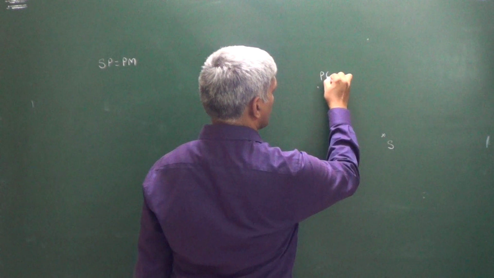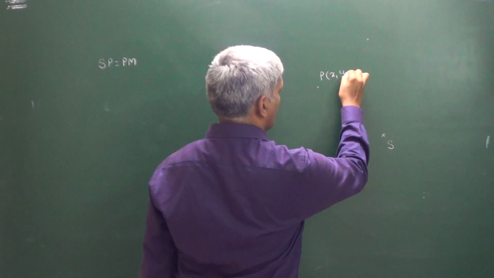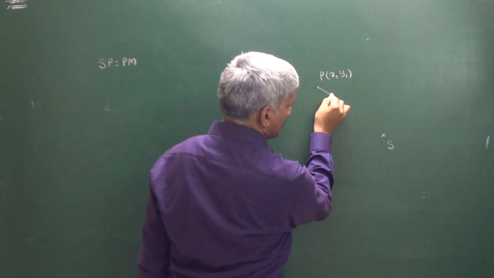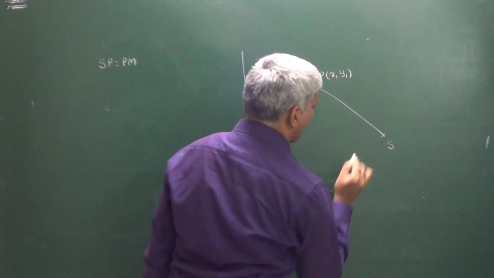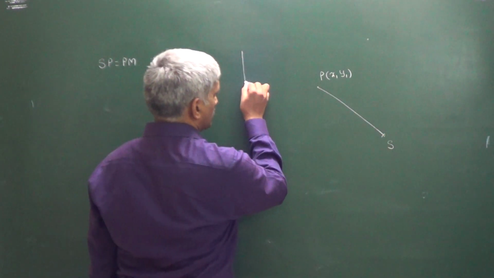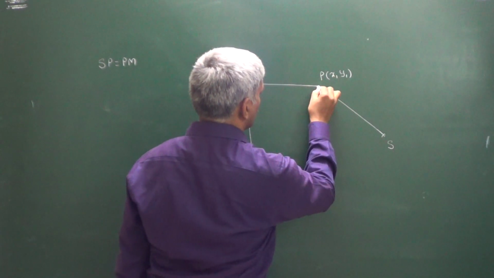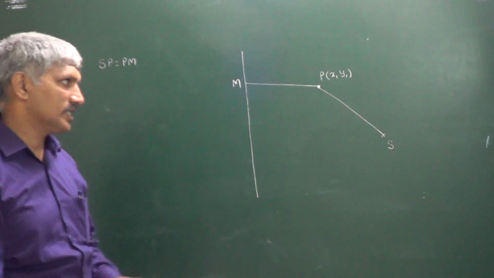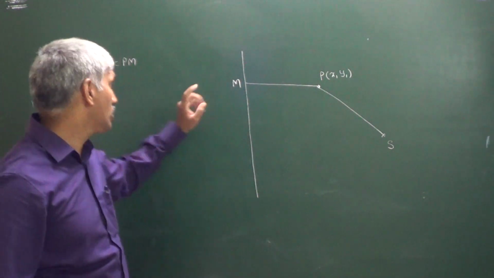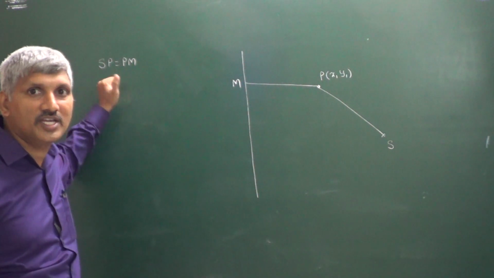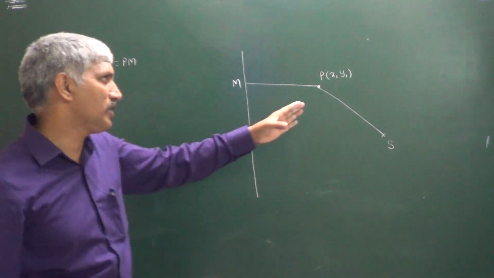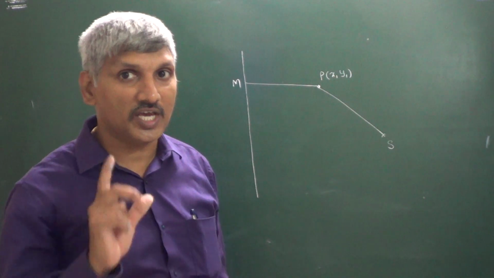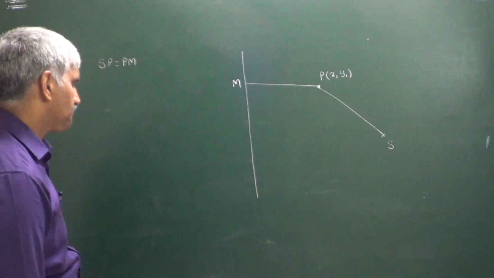The point is moving in such a way. The point P(x1, y1) is moving in such a way. Its distance from a fixed point, its distance from a fixed line, these two are always equal. SP is equals to PM, because here e is equals to 1 in case of a parabola. SP is equals to PM. The locus of a point P(x1, y1) is a parabola, right?